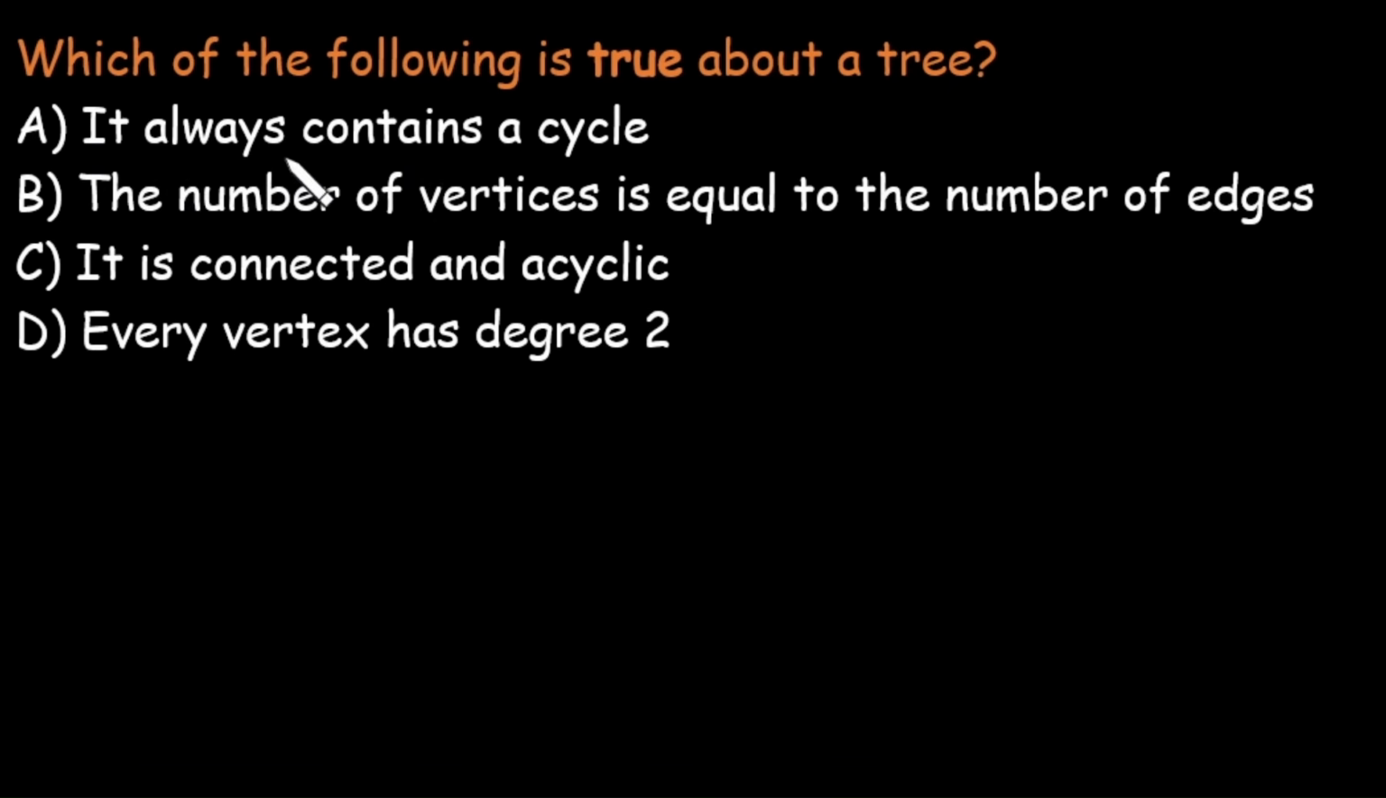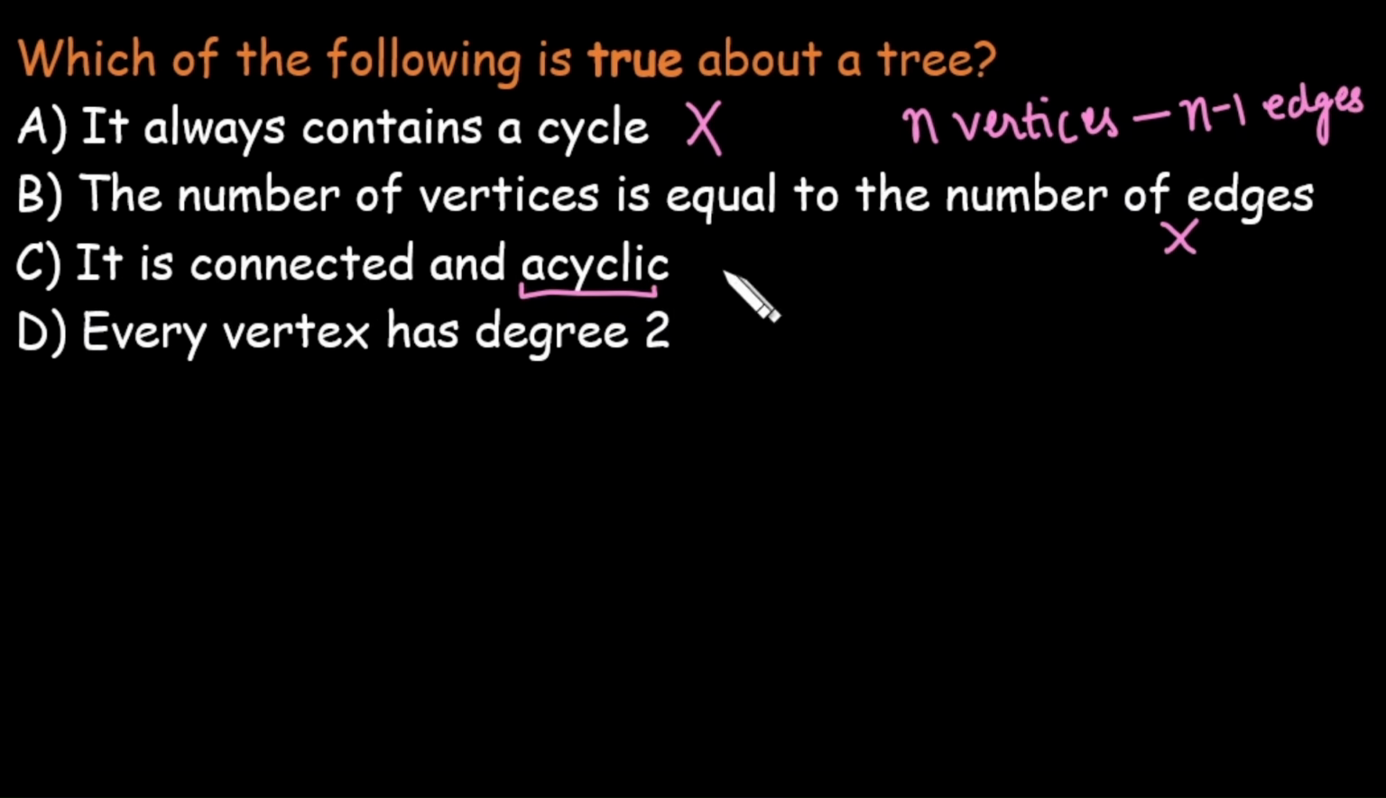The first option says that it always contains a cycle. No, as per the definition, a tree does not have any cycle. The next is the number of vertices is equal to the number of edges. That is also incorrect because if we have any tree with n vertices, the edges are always n minus 1. So the counts cannot be equal. It is connected, yes. It is acyclic. Acyclic means no cycle in a graph. Yes. So as per this, option C is correct.